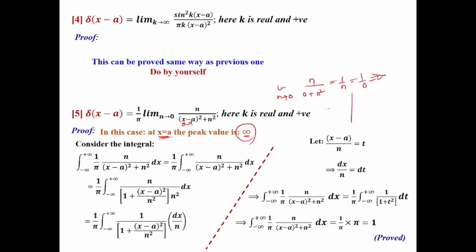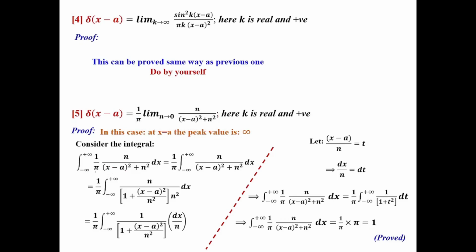Suppose I am going to consider this is your x equal to a, that means the delta function exists. You can say the delta function exists at x equal to a certainly. Okay, at other points it does not exist. So now we are going to prove this function will be the representation of the Dirac delta function. That means the integration from minus infinity to plus infinity of this function will be 1.